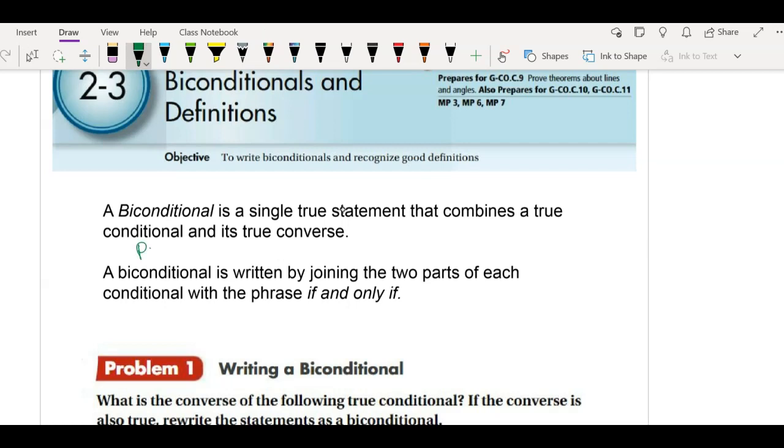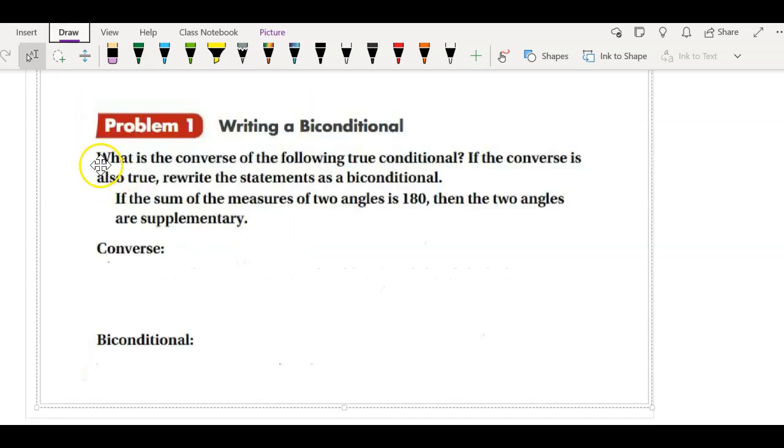Remember, a conditional is if P, then Q, and the converse is if Q, then P. A biconditional is written by joining the two parts of each conditional with the phrase if and only if. Here we're going to look at the converse of this statement: if the sum of the measure of two angles is 180 degrees, then the two angles are supplementary. So the conditional statement is true.